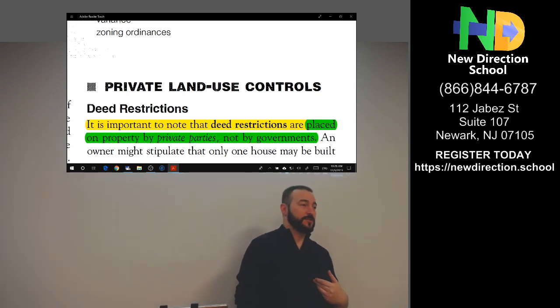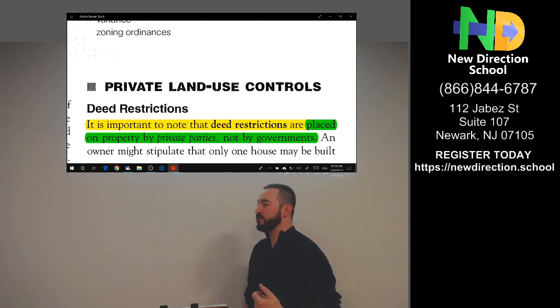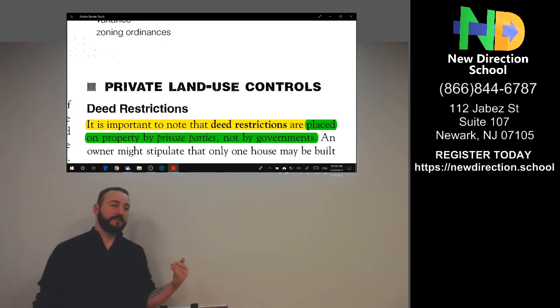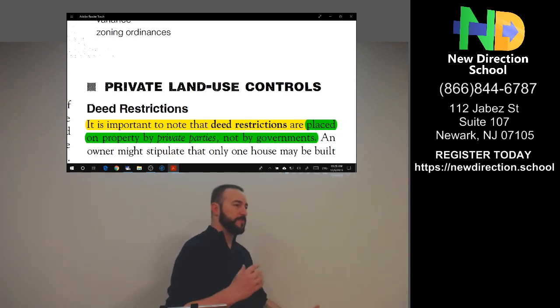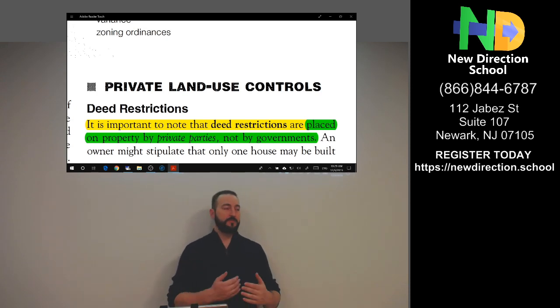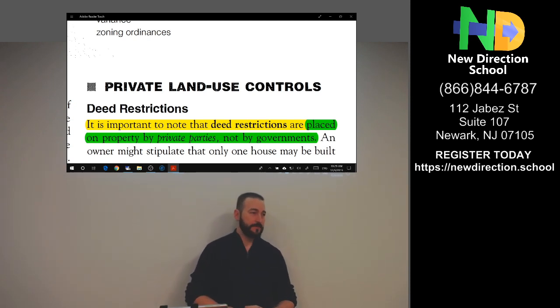Every time you see private, it's the seller. Every time you see deed restrictions, it's the seller. Every time you see private, it's deed restrictions. All means the same, okay? Because only the seller can put a restriction on the buyer, okay? Through the deed. You guys got it?